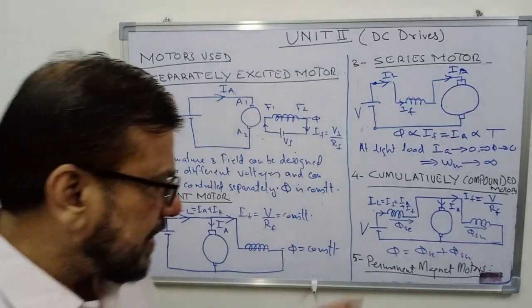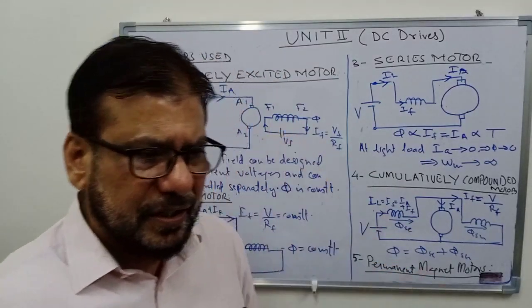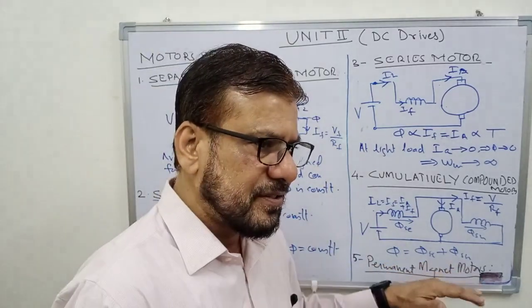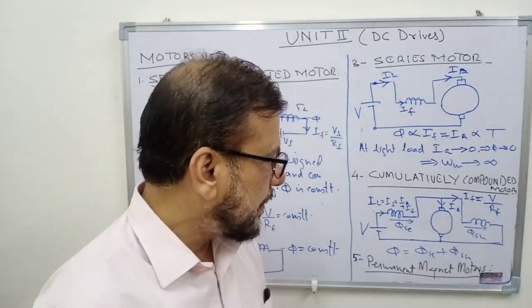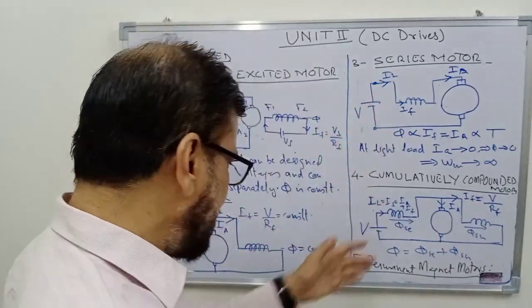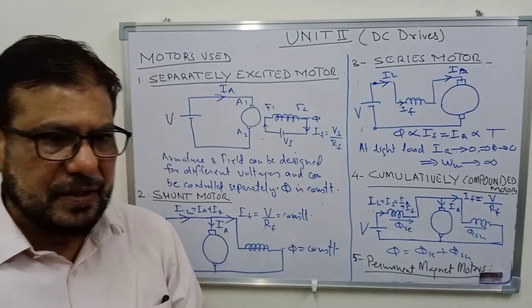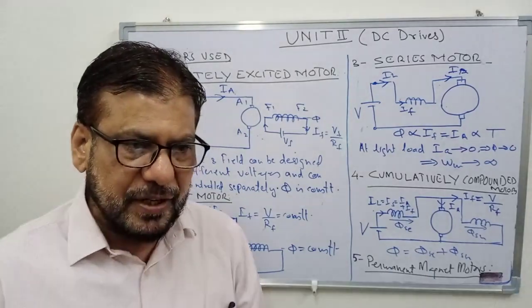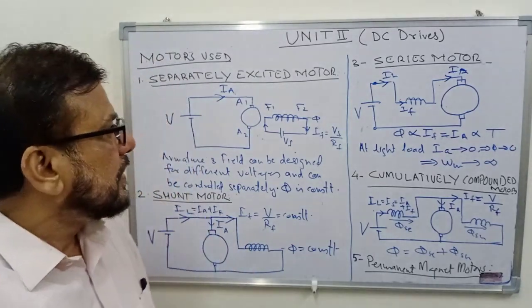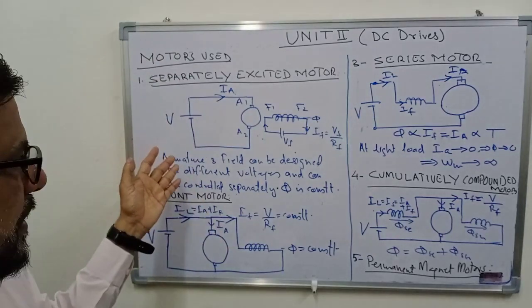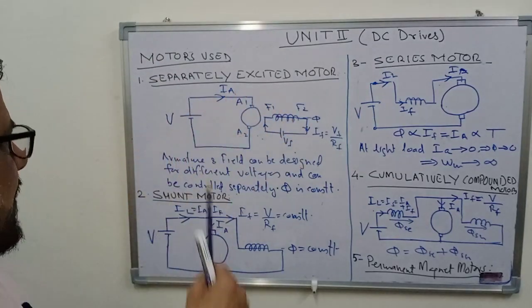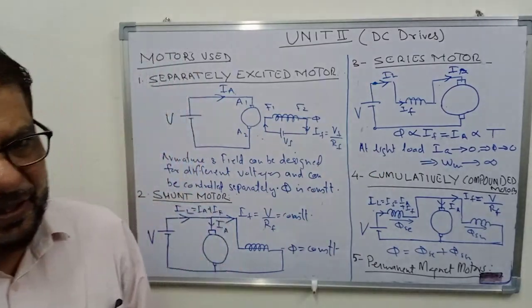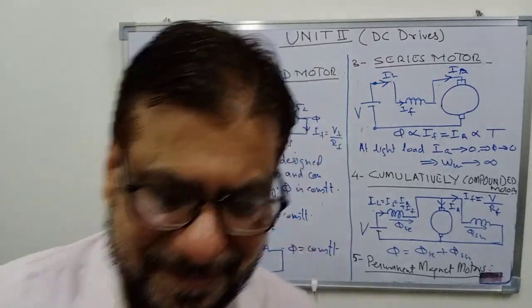So they will have identical characteristics. The only difference is that the flux is not produced by the voltage applied here. It is fixed. It depends on the flux produced by the permanent magnet. So these are the 5 motors that can be used in DC drives. So now I will discuss the characteristics of the various motors, that is shunt motor, series motor and separately excited DC motors. Thank you for today.